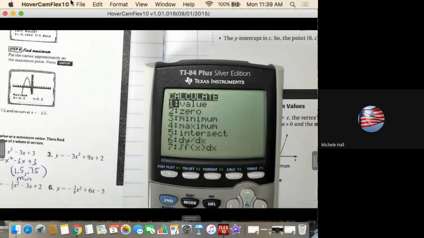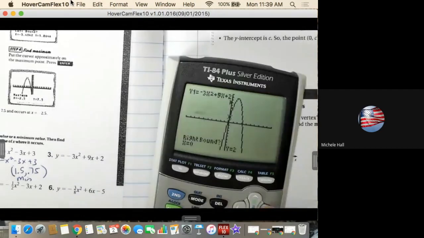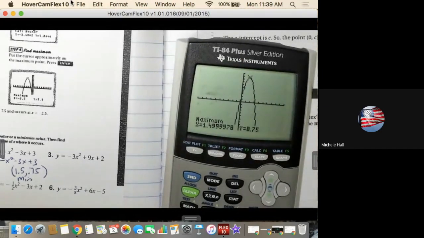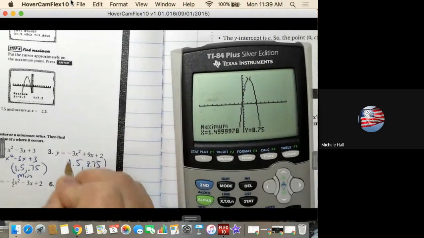Calculate. Am I calculating a min or a max on 3? Maximum. Maximum, it's the highest it'll go. Give it a left bound. Give it a right bound. Yes, that's my guess. 1.5, 8.75. And that is a max.